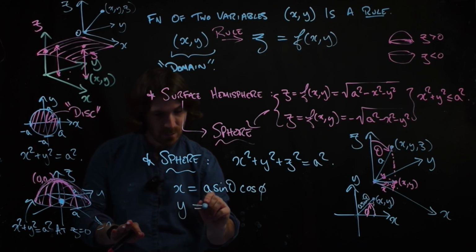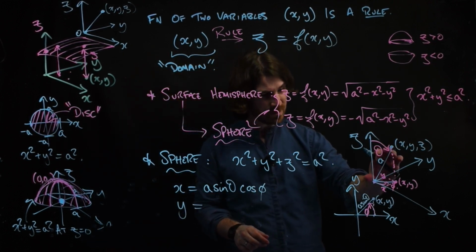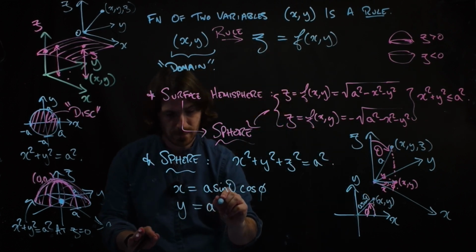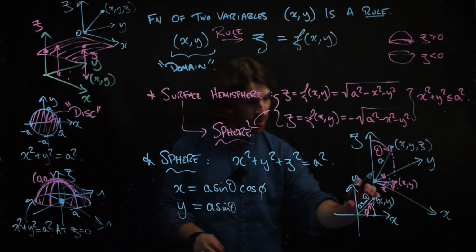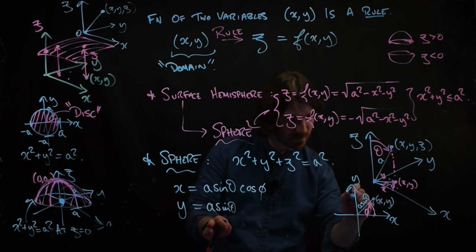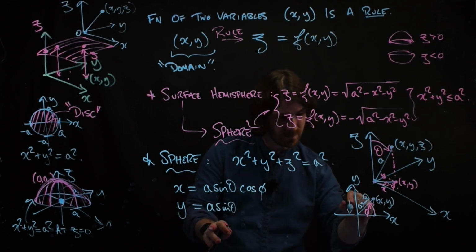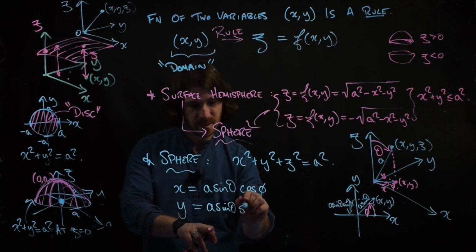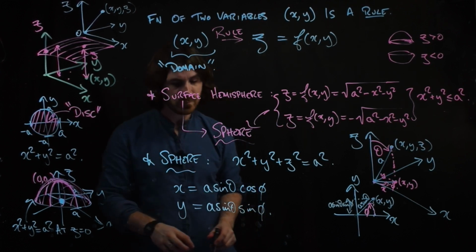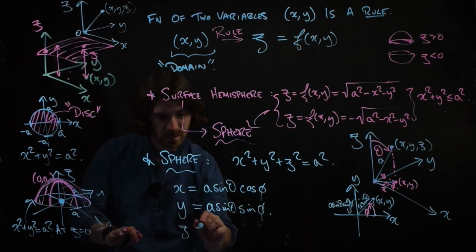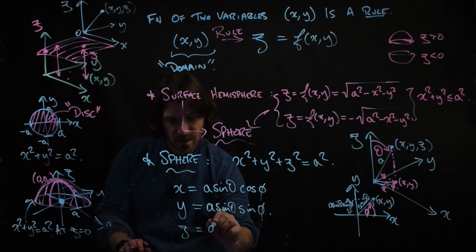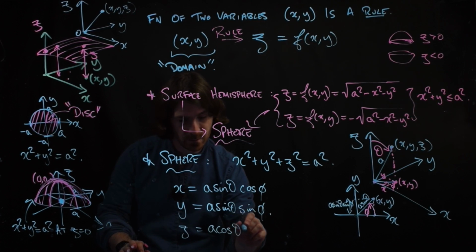Similarly, y equals a sine theta to get us onto the xy plane, and now we resolve this onto the y-axis. So this is a sine theta sine phi. And then what does z equal? We just resolve this onto the z-axis, so z is just a cosine theta.